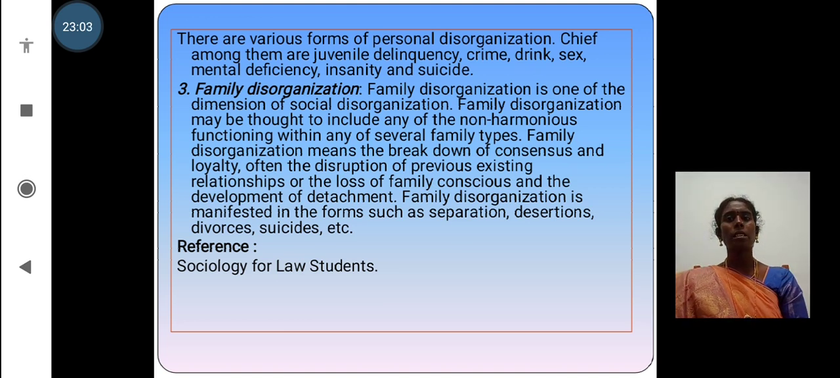So family disorganization takes place among the family members, like family members getting divorced or separated, leaving the wife, or entering another marriage and living with another person. These are the things that constitute family disorganization.